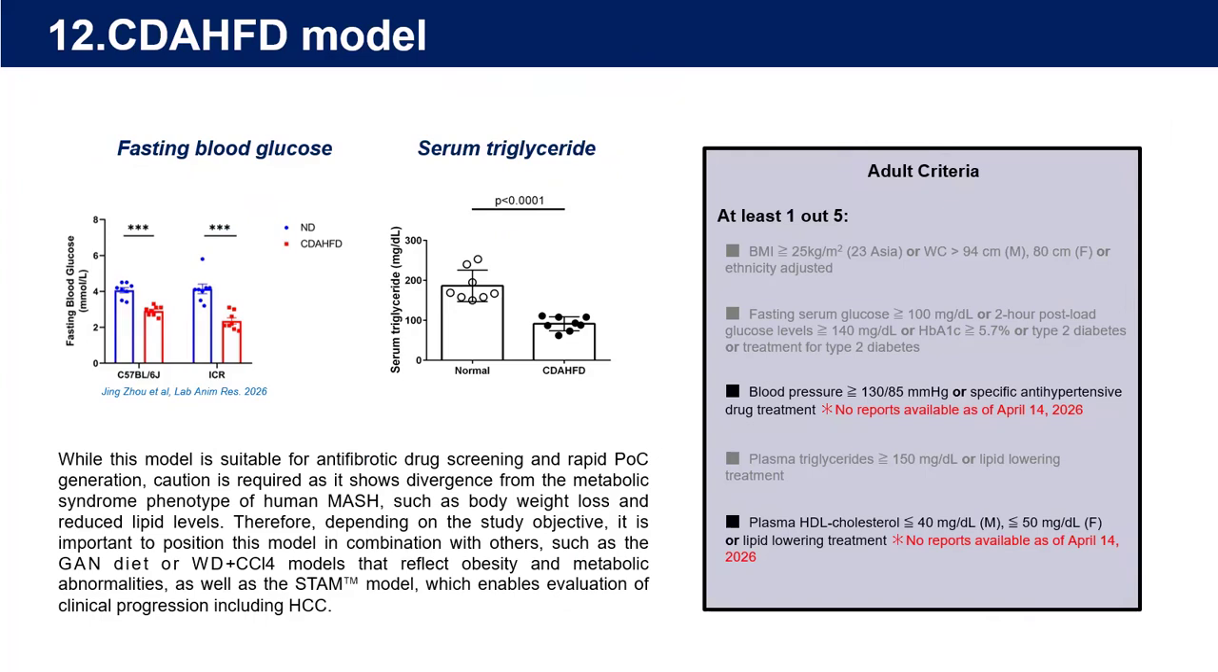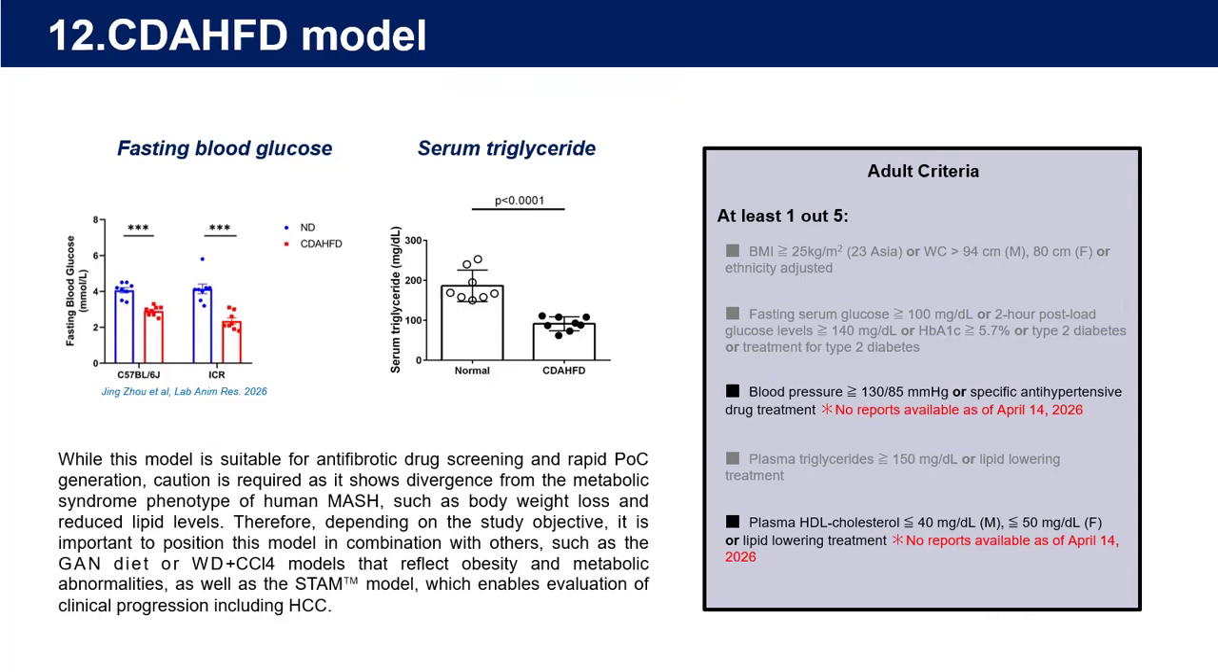This model has a clear limitation, but we will discuss that here. Specifically, it exhibits behavior that differs from the metabolic phenotype of human MASH, such as weight loss and reduced blood lipid level. From this perspective of cardiometabolic criteria, this model cannot be said to fully replicate the patient background.